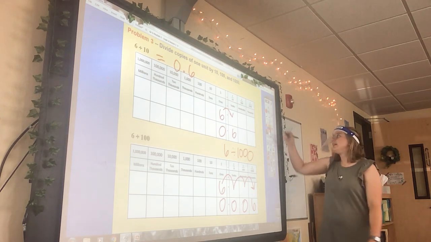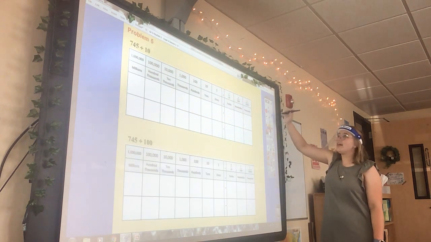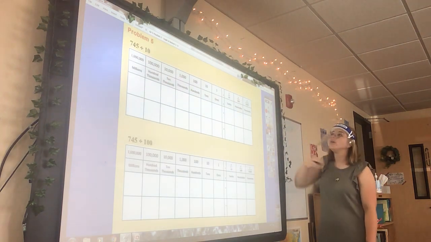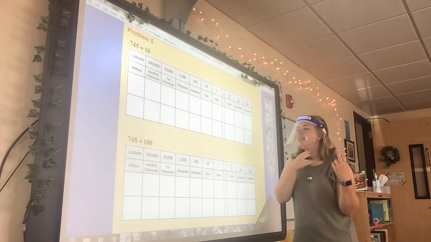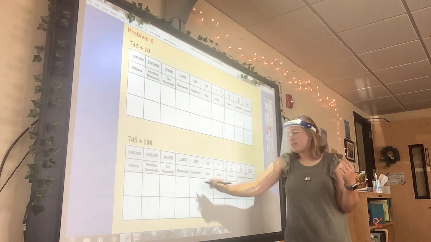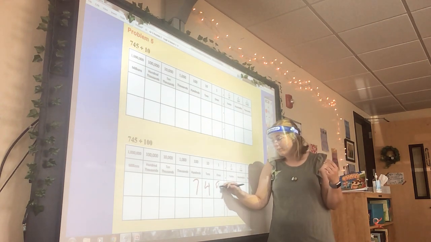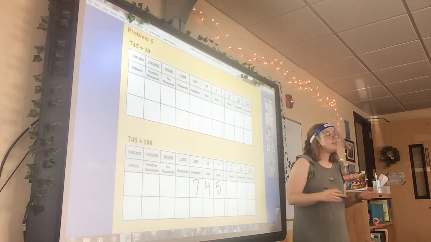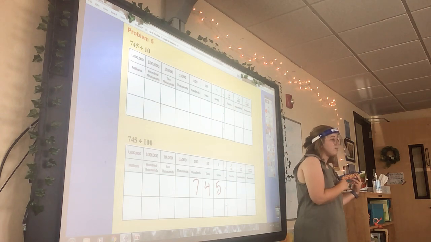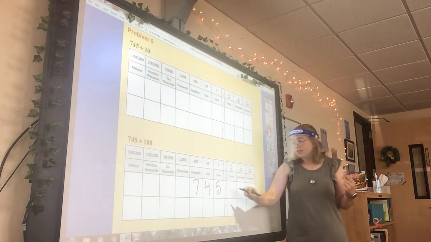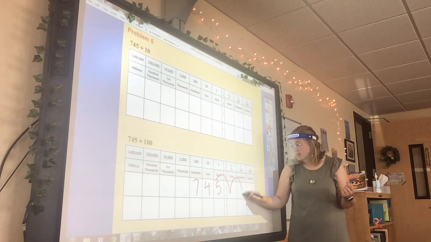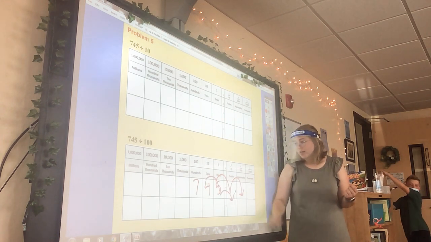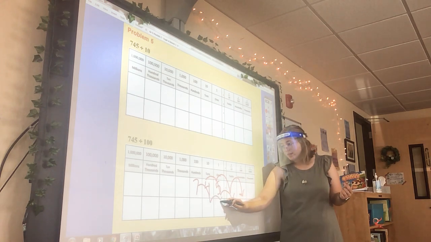I have one more thing I got to show you, and then we'll be good to go. So, I guess 2 more things. So, this one right here, okay, 745, if I'm dividing that by 100, everything's going to shift to the right how many times? 2, okay? So this 5 is going to go 1, 2, this 4 is going to go 1, 2, and this 7 is going to go 1, 2.